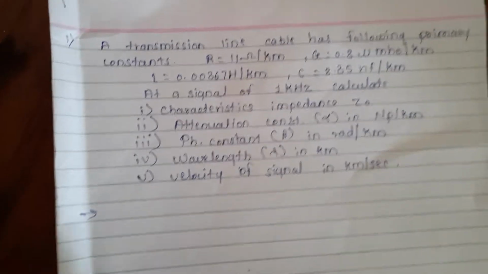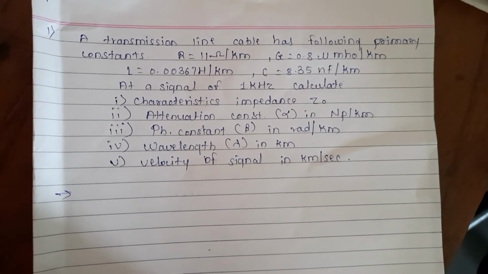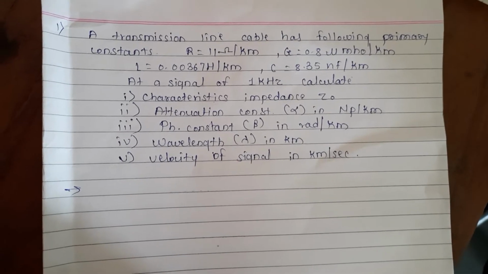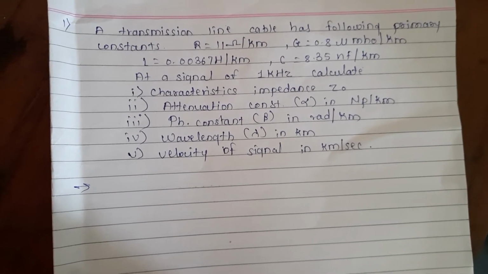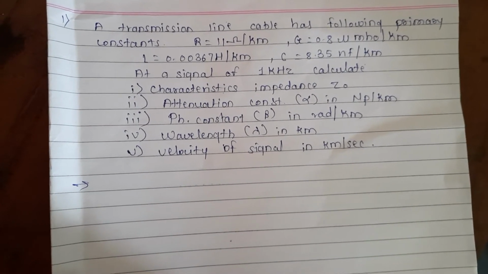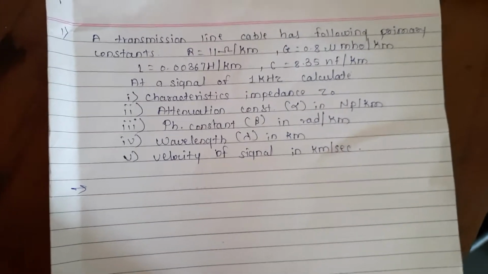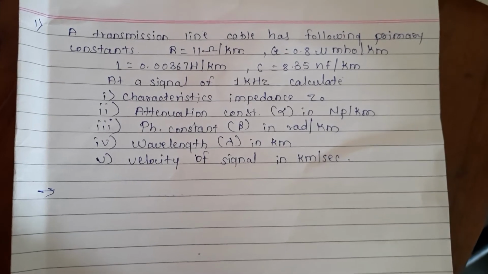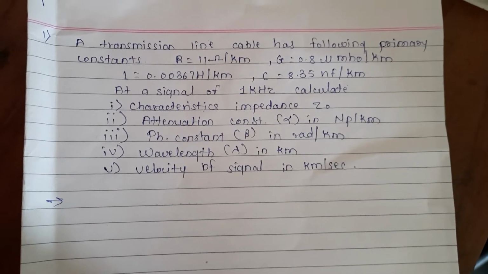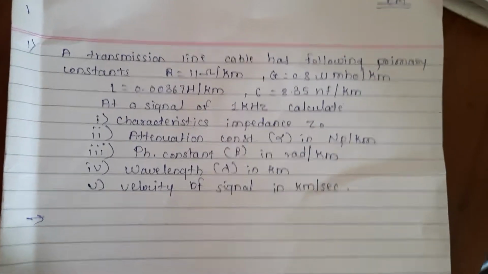A transmission line cable has the following primary constants: R is 11 ohm per kilometer, G is 0.8 micromho per kilometer, L is 0.00367 Henry per kilometer, C is 8.35 nanofarad per kilometer at a signal of 1 kilohertz. Calculate characteristic impedance Z0, attenuation constant alpha, phase constant beta, wavelength lambda, and velocity of the signal.